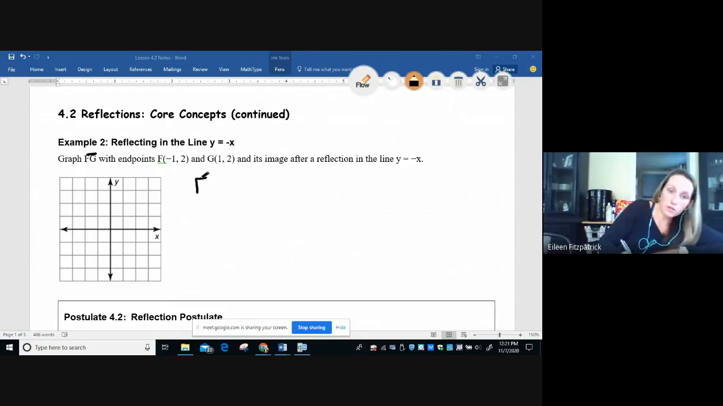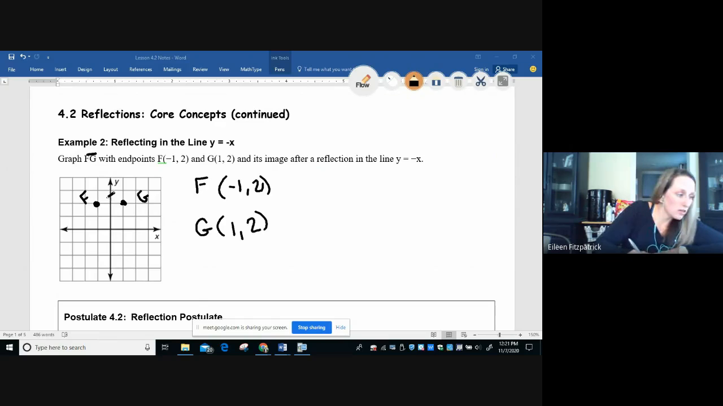Okay, so let me write those coordinates down first. F is (-1, 2). G is (1, 2). I'm going to plot them. (-1, 2), here is F. And then G is (1, 2). Here's G. All right.